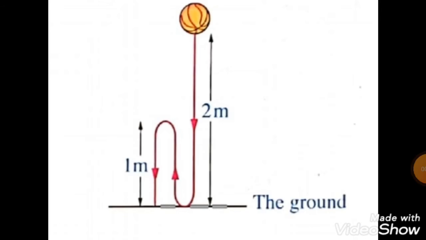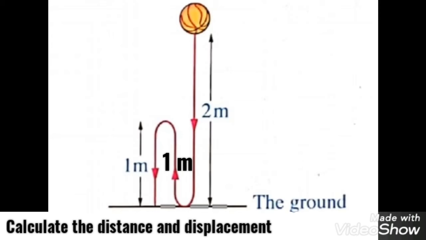This is a new kind of problem. We have a rubber ball that falls downward from a height equal to 2 meters from the ground, then returns upward 1 meter, then falls down again to rest on the ground. So calculate the distance and displacement.